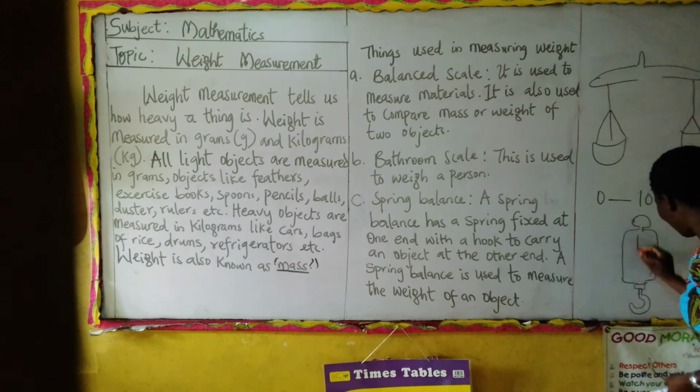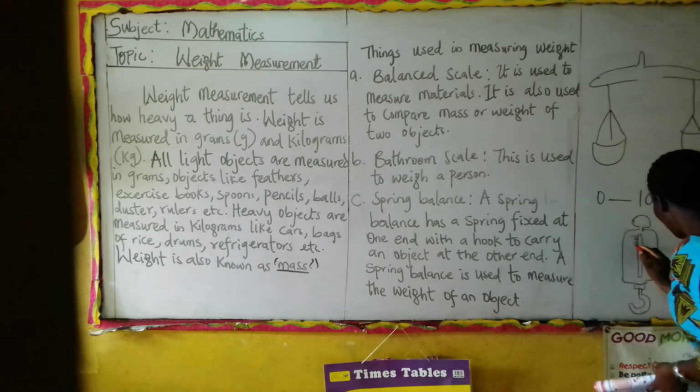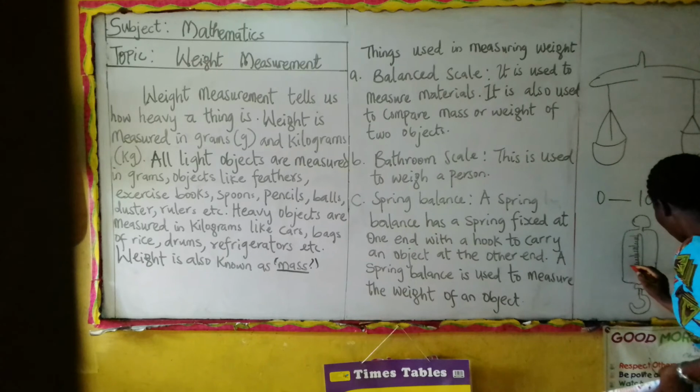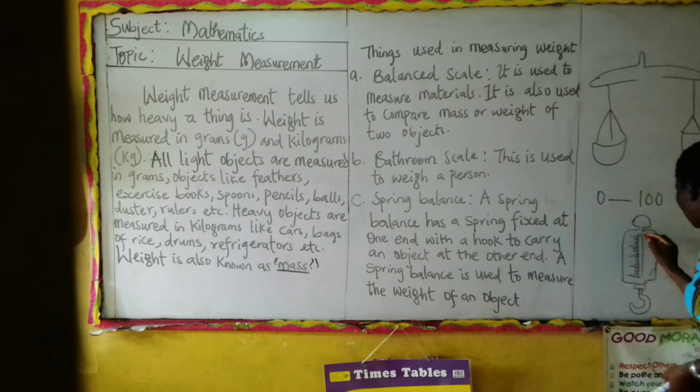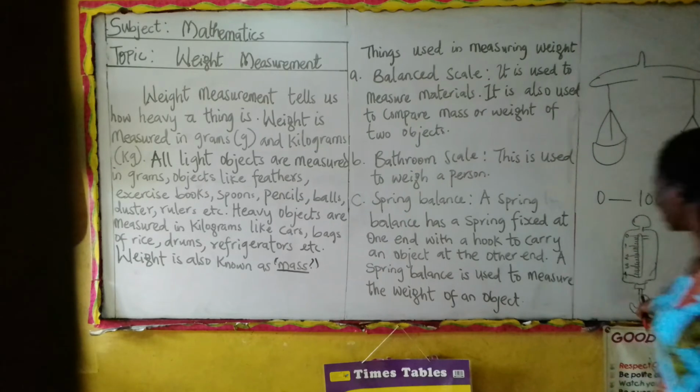And then it has something like this at the middle of it. Like this, 1, 2, 3, 4, 5. Draw the other line, 1, 2, 3, 4, 5. Do you understand? The same thing is done here. So the object hung on the spring here will show here 1, 2, 3, 4, and then 5, to ascertain the mass or the weight of that object when it is hung on the spring.